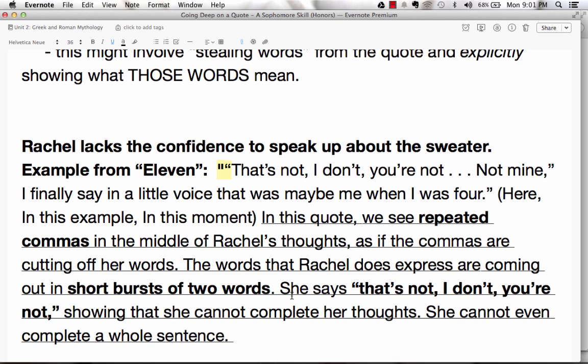So I'm really just focusing in on this part right here. What's going on there? What is the repetition? What do we see with punctuation? How can I really push the juice out of that quote?